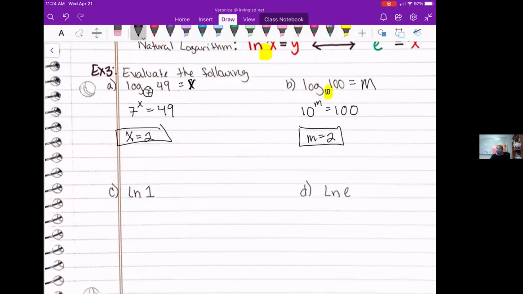Now, for this next one, ln 1, it's kind of like a special property, but we're not doing special properties yet. So for this example, C, the natural log, it's a property, so I don't really know how to explain it. So I'm just going to tell you that anytime you have ln 1, it's always going to be equal to 0.